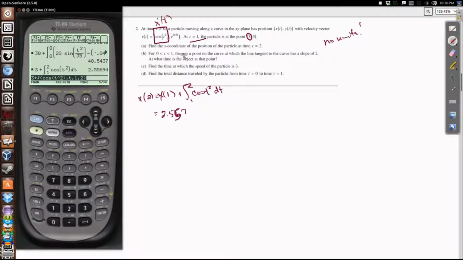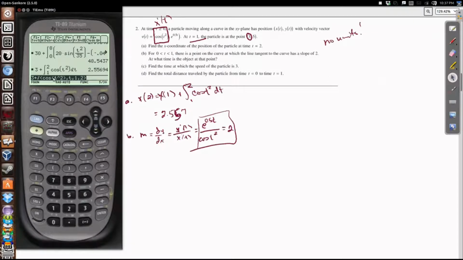For 0 less than t less than 1, there's a point on the curve at which the line tangent to the curve has a slope of 2, and at what time is the object at that point? So for us, we know that the slope is supposed to be the change in y over the change in x. But because we're parametric, I'm really looking at y prime of t over x prime of t. So I want to know when e to the 0.5t over cosine of t squared is equal to 2. And so I want to look at when this is going to be true.